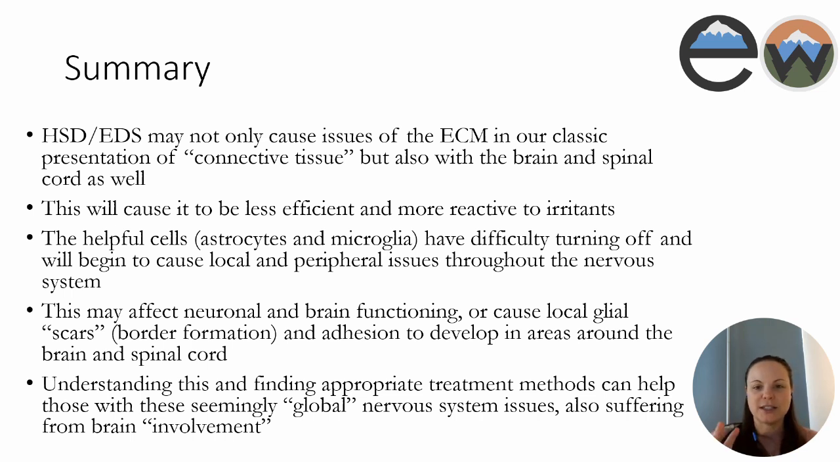Those helpful cells, the astrocytes and microglia, have difficulty turning off. They're going to cause local and more peripheral issues farther away throughout the nervous system. When that becomes dysfunctional, in neuronal and brain functioning both, you have this local glial cell border formation, or scar, or adhesions that develop around those areas to help protect it. And then understanding this, finding the appropriate treatment methods can help those with seemingly global nervous system issues that also suffer from brain involvement. So you have a lot of nerve stuff going on.